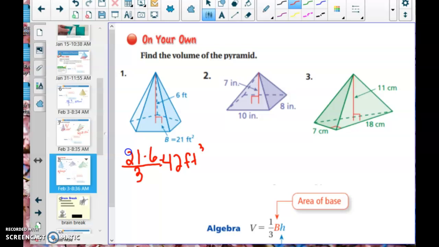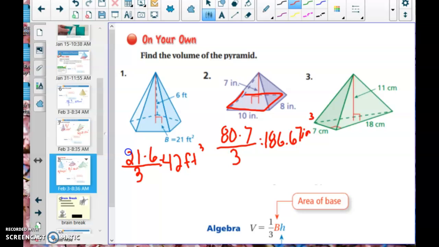Second one, the base is a rectangle, so the area of that rectangle would be 80. I times that by the height of 7, and then divide that by 3, and that gives me a volume of 186.6, I'll round it to 7 inches cubed.